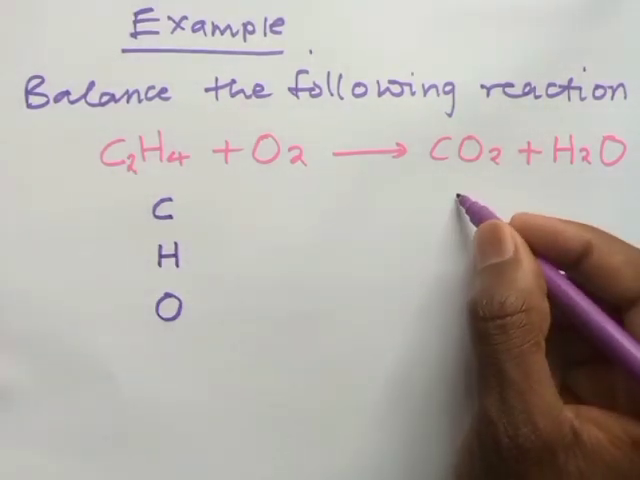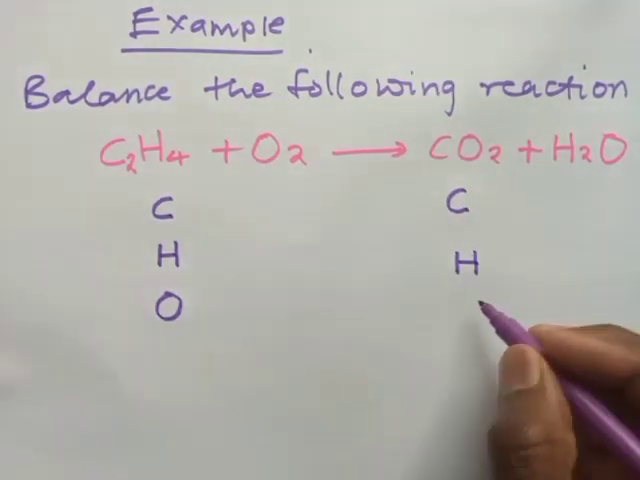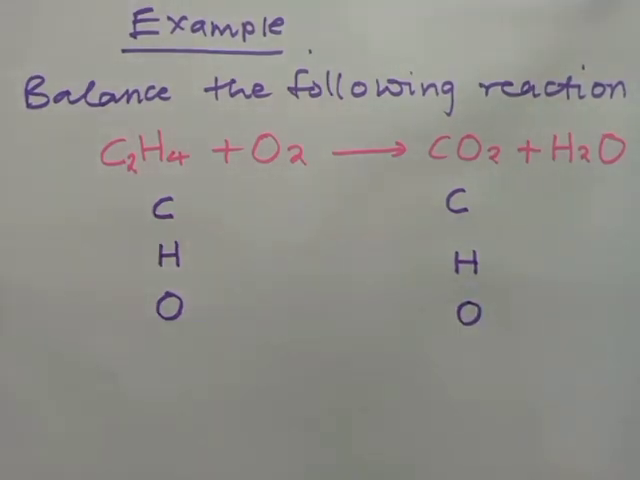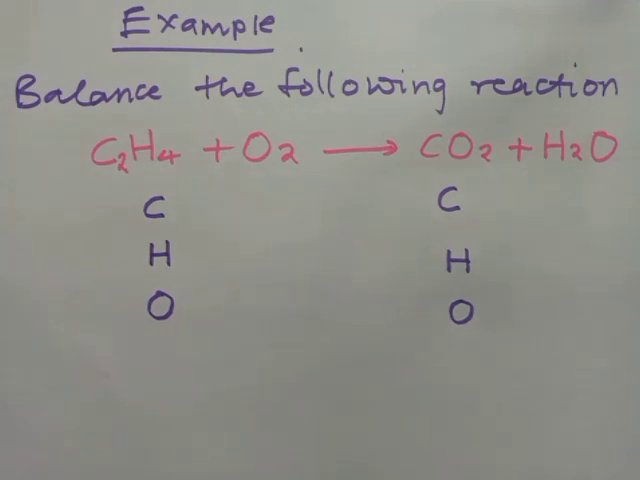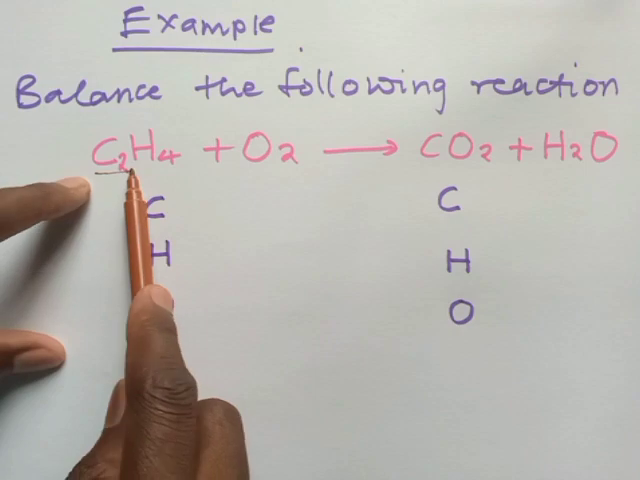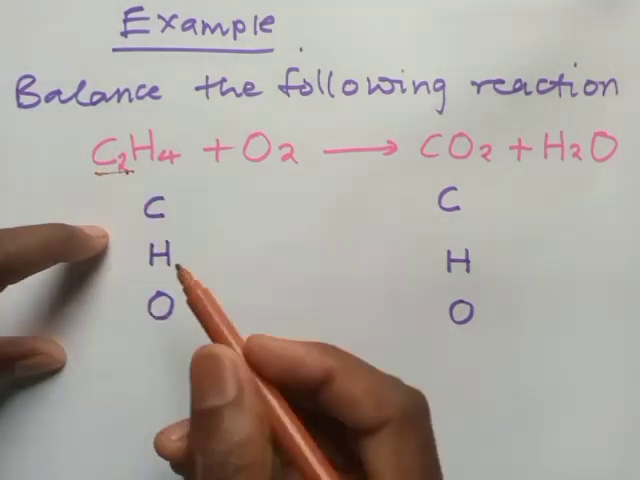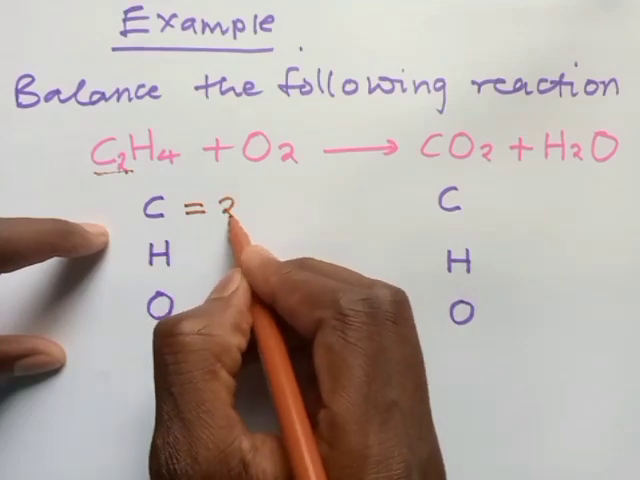I'll come to this given side. I'll say C there. I'm going to write hydrogen here. I'll also write my oxygen there. Remember, I'm trying to balance this chemical equation using the usual method. So if we check, you have to start with the one on your left hand side. How many carbon do we have here? We have 2.